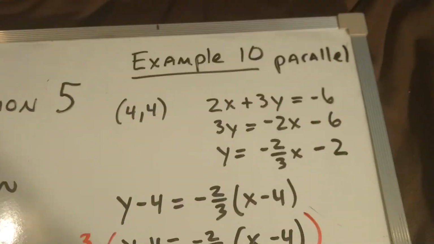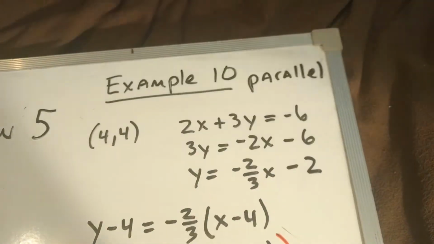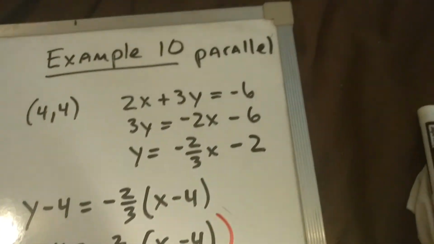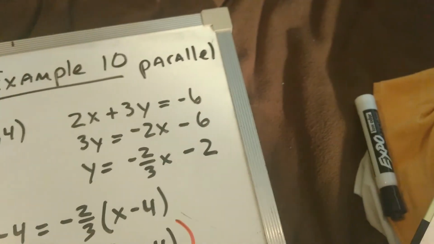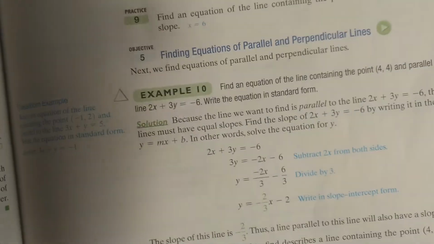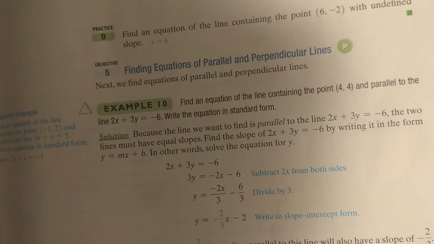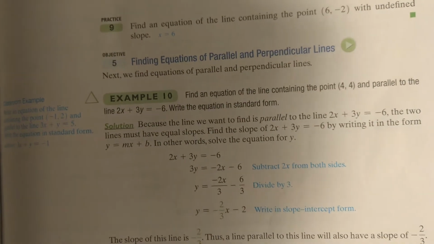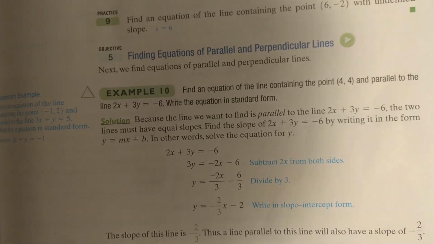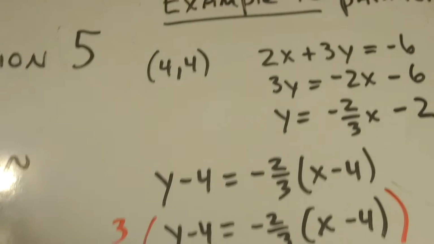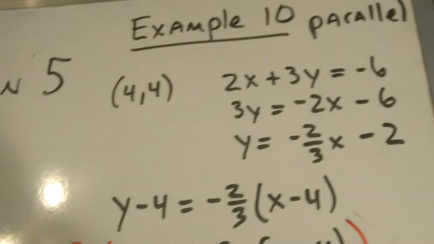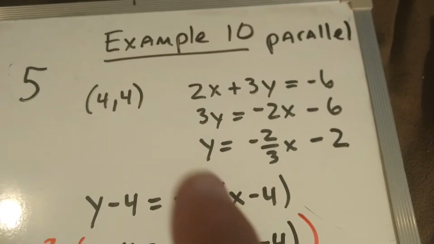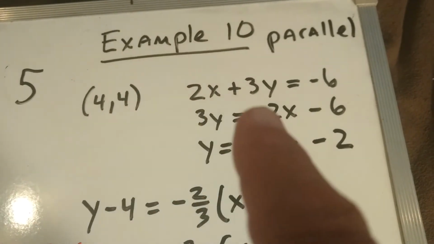I'm going to come to example 10. And in example 10, it basically tells us to find an equation of the line containing the point 4, 4 and parallel to the line 2x plus 3y equals negative 6. Okay? So we got the point 4, 4. We got the equation. So there's a line that goes through this point that's parallel to this line.